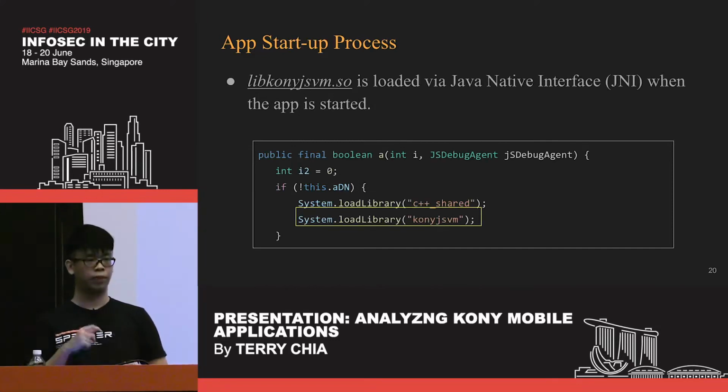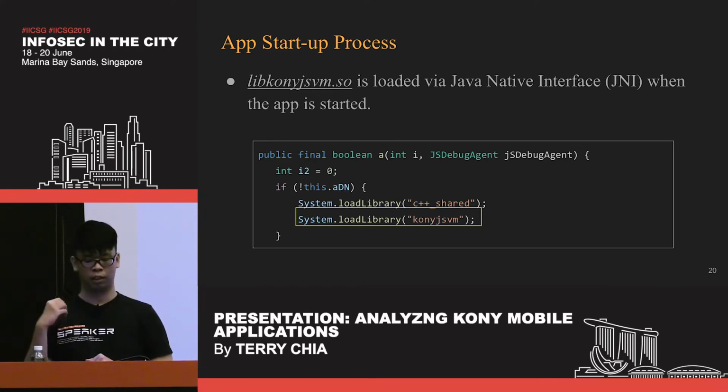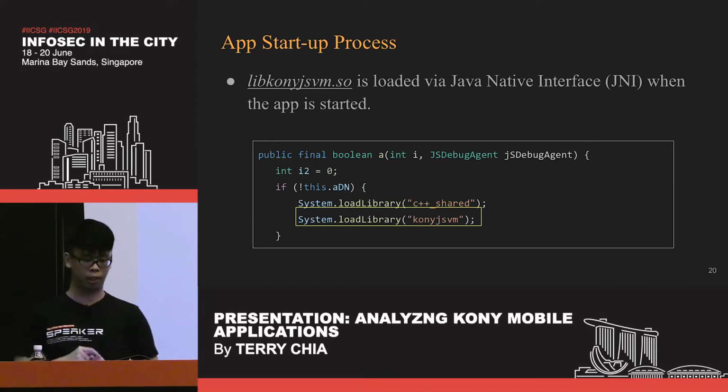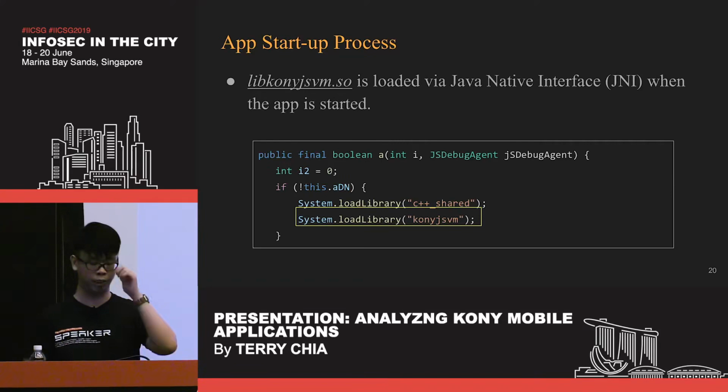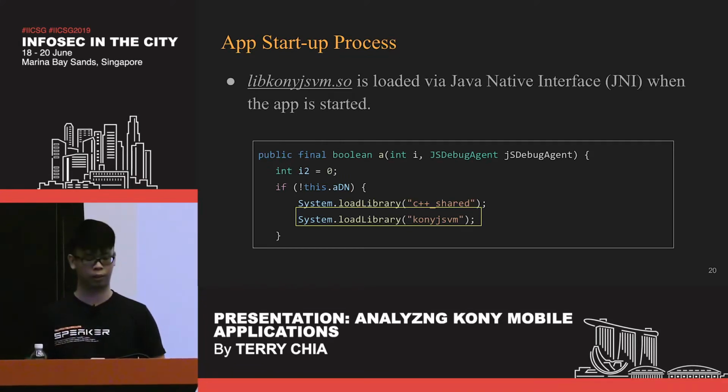So I started reverse engineering the framework, and what I found was that when a Kony application starts up, it actually loads a shared library called Kony JSVM. So if you decompile the Dalvik bytecode of the APK, you will see a method that calls System.loadLibrary, and it loads the Kony JSVM shared library. And there will be a different shared library for every CPU architecture that the application is meant to support. So if the app is meant to support x86 and ARM, you'll see two different versions of that shared library.